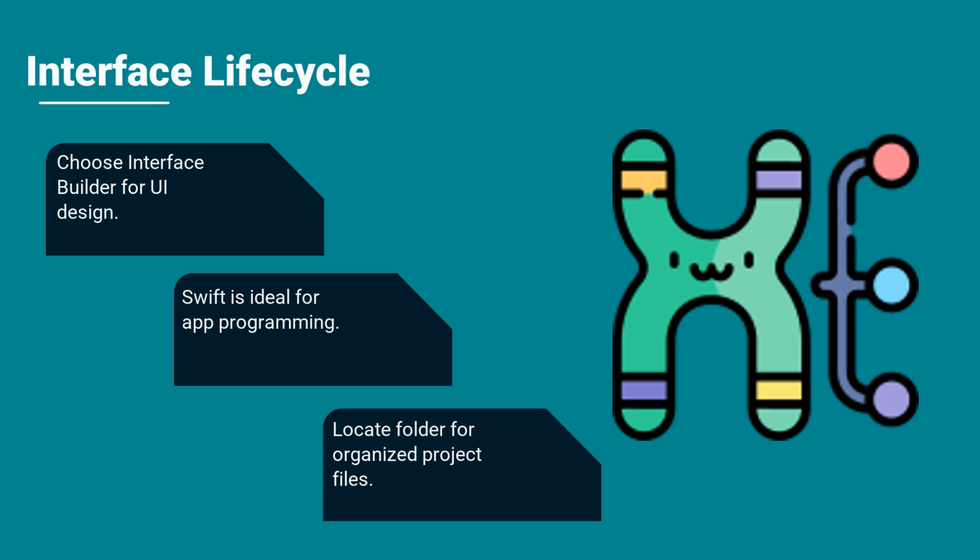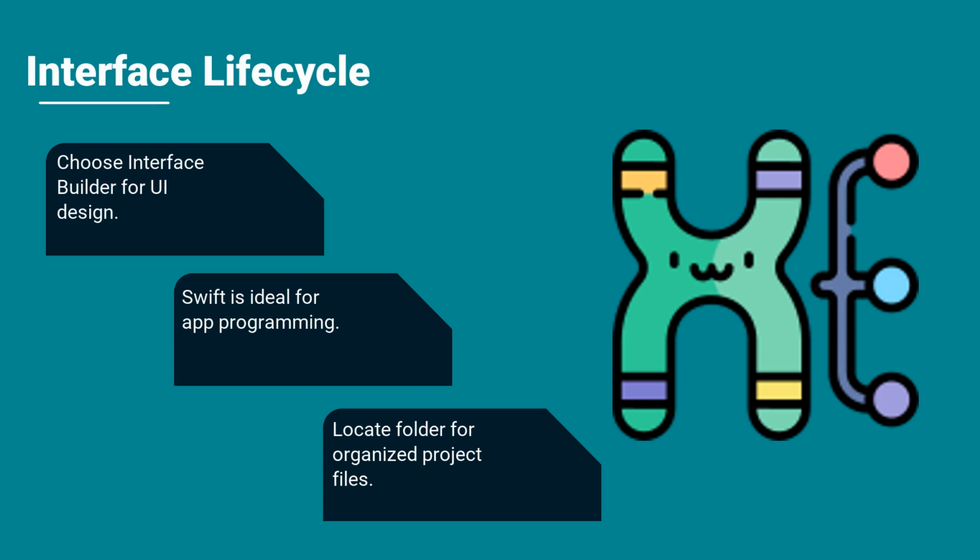Now, let's specify the interface and lifecycle of your app. For the User Interface option, select Storyboard. This choice is going to set up your app to use Interface Builder, making it way easier to design your app's UI visually. Then choose Swift as your programming language. Swift is an intuitive and powerful language that Apple designed specifically for iOS and macOS app development. It's time to make the leap into coding.